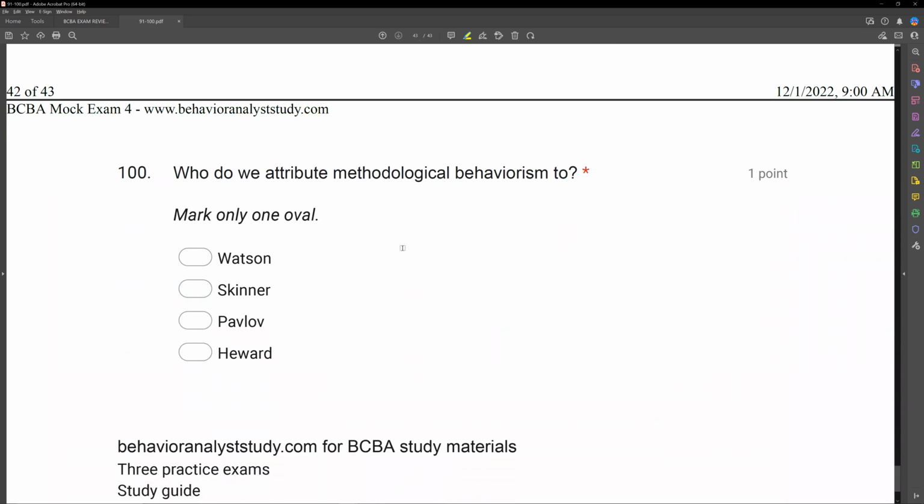And then 100, who do we attribute methodological behaviorism to? It's a little fluency question, right? Pretty straightforward. Just a check. All right. We're learning here. We're practicing. We're exposing ourselves. Who do we attribute methodological behaviorism to? Watson, Skinner, Pavlov, or Hewitt? Pavlov is classical conditioning. Okay. We think about him as classical conditioning. Skinner is radical behaviorism. We attribute methodological behaviorism to Watson.